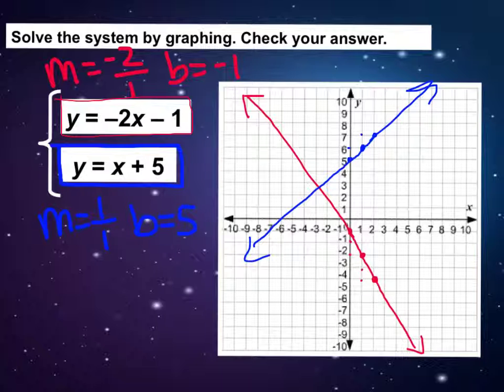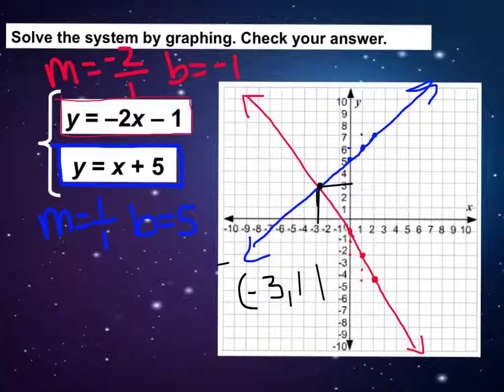Now, if I would have used rulers, my point of intersection would be more exact. But here is the solution, and it's a little bit off, but we're just going to go ahead and estimate the answer. We'll say that it's -3 for the x, and +3 for y. And here is our solution to the system of equations.